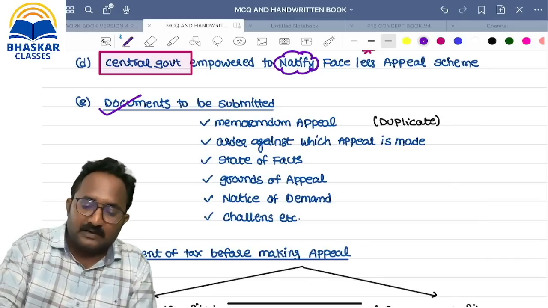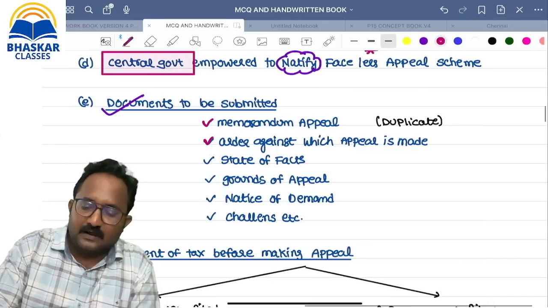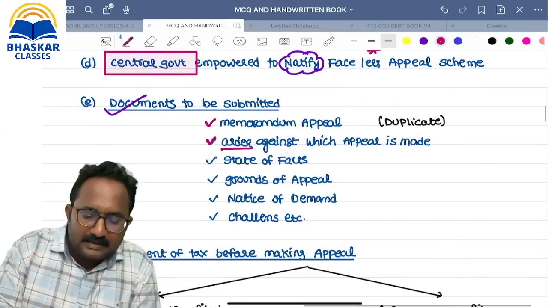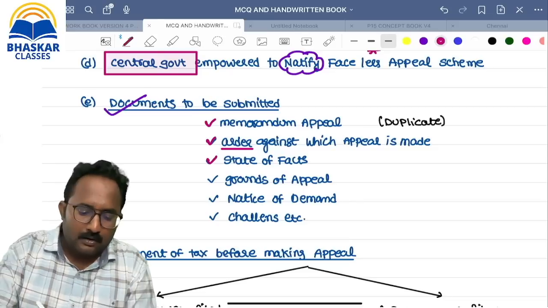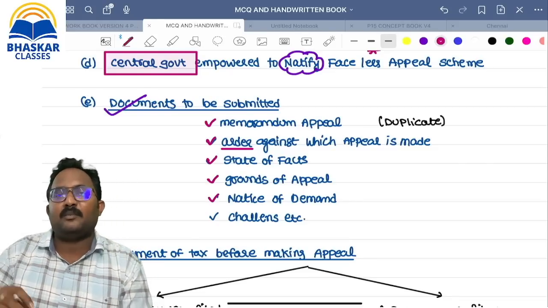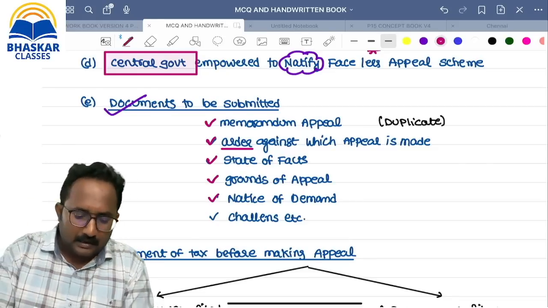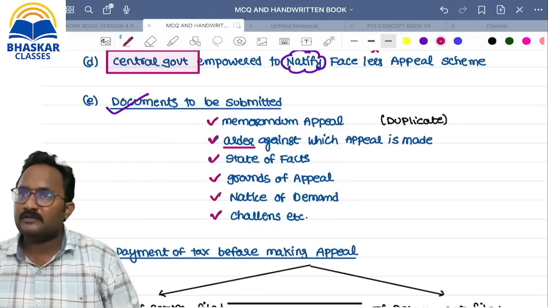Now, yes, I have to submit along with the appeal, memorandum of appeal, what is the issue, and the order against which appeal is made. Can you tell me against which order we are making an appeal, AO order? And state the facts. So why these differences came also, and what are the grounds of appeal also. Next, notice of demand. Can you tell me notice of demand is mentioned how much amount in our example, 6 lakh. And challans, if you paid the tax earlier, what is the proof of payment of taxes also you have to submit, sir?